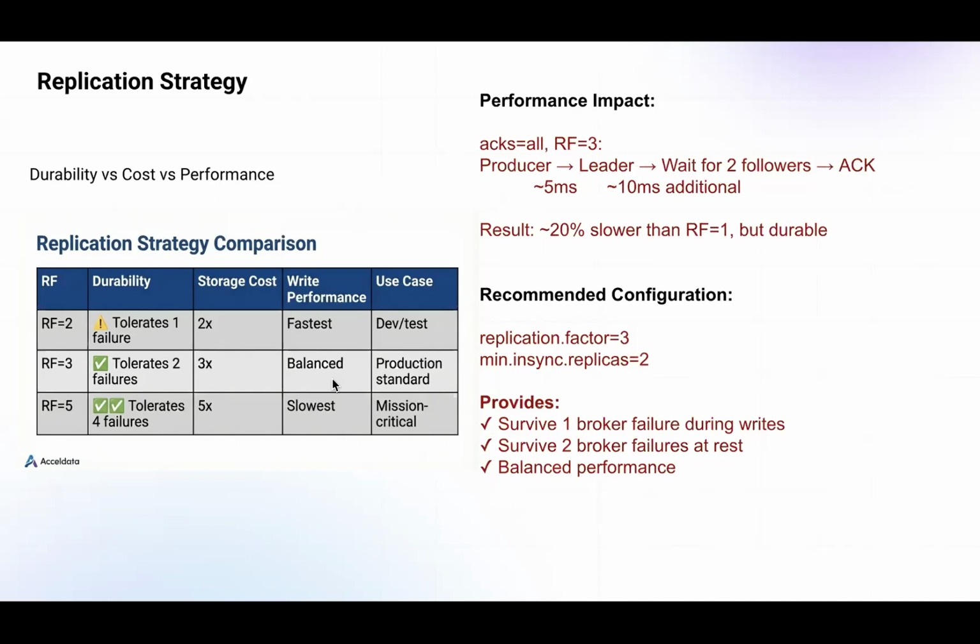So replication factor 2 means 2 copies total. You can tolerate one broker failure. It costs 2x storage and it is the fastest option for writes. Use this for dev or test environments.